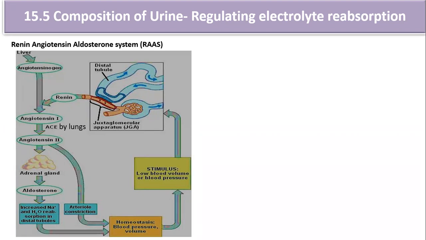Dehydration is loss of water. Because of loss of water, there will be a decrease in the amount of blood in your body, so that results in decreased blood pressure. Even whenever there is low salt in your body, that also results in a decrease in blood pressure. So in these three conditions, that is low blood pressure, low salt concentration, and dehydration, your liver is going to produce one substance called angiotensinogen.